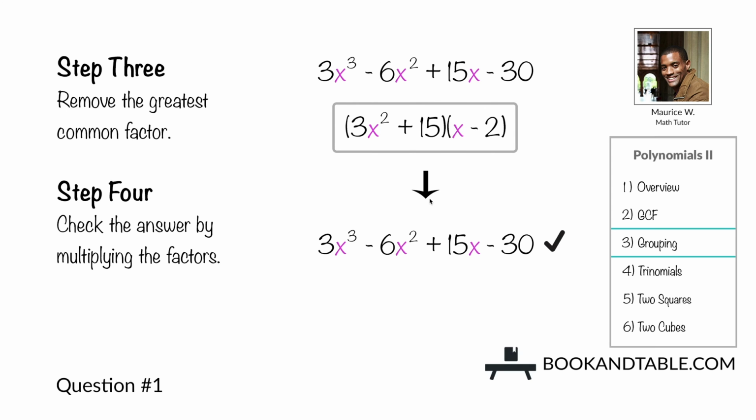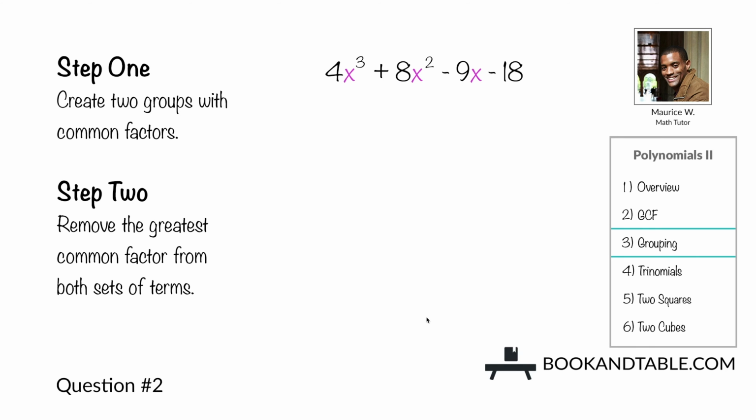So that's the answer for question number 1. Let's now have a look at question number 2. We were given 4x cubed plus 8x squared minus 9x minus 18. Step 1, create two groups with common factors. Our first group we'll create with our first two terms. The second group we'll create will be with terms 3 and 4.